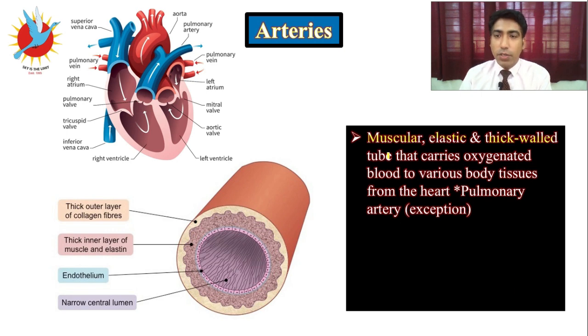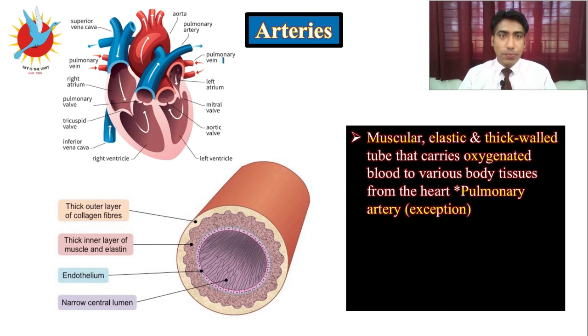Arteries are the muscular, elastic and thick-walled tubes that carry oxygenated blood to the various body tissues from the heart. But there is an exception. Pulmonary arteries carry deoxygenated blood in them. So the pulmonary artery is a type of exception.